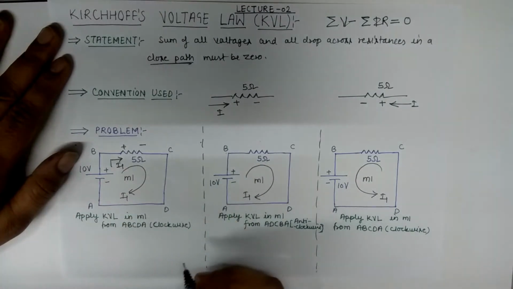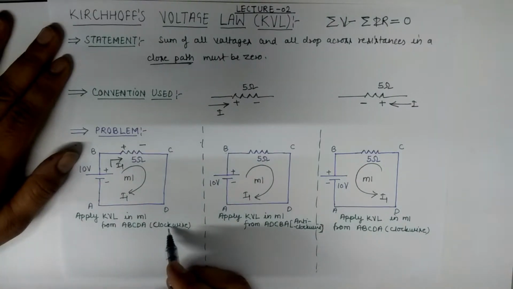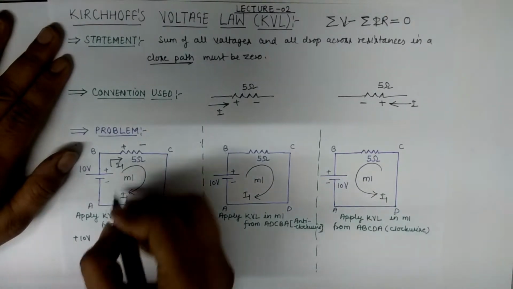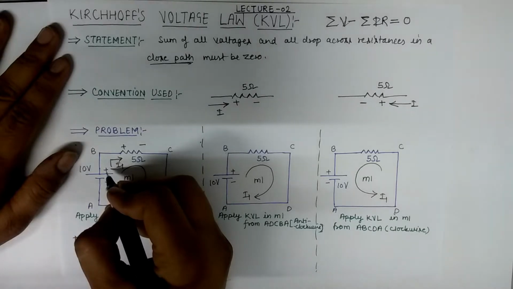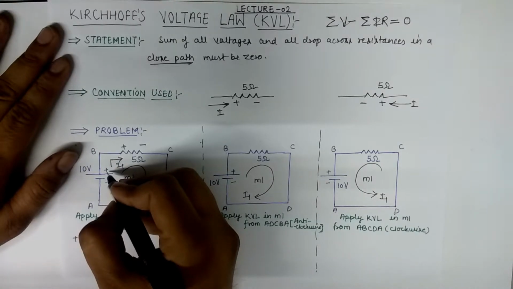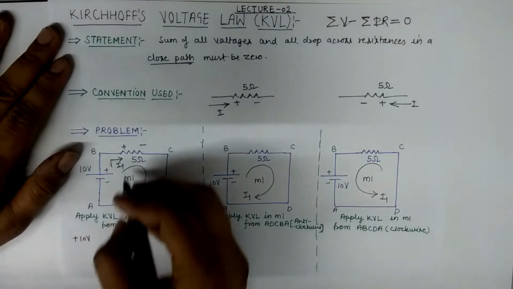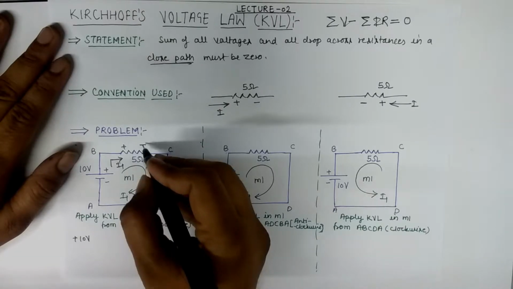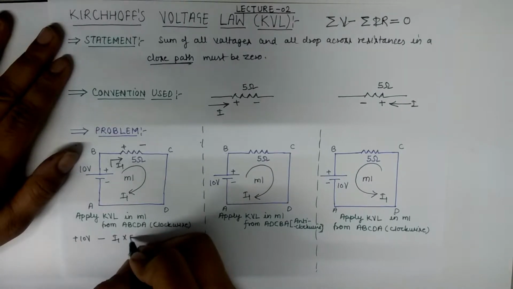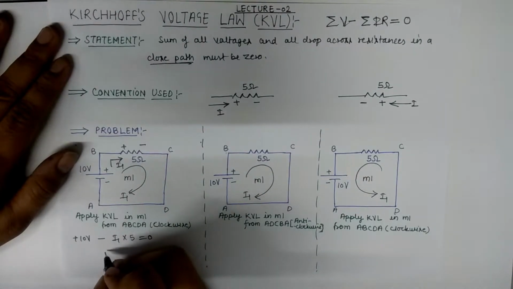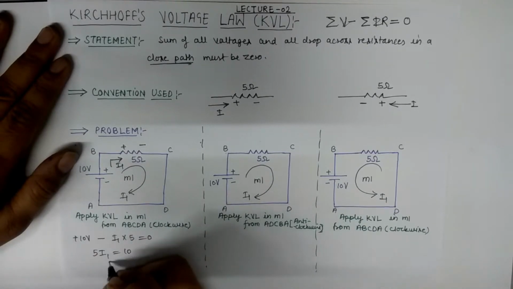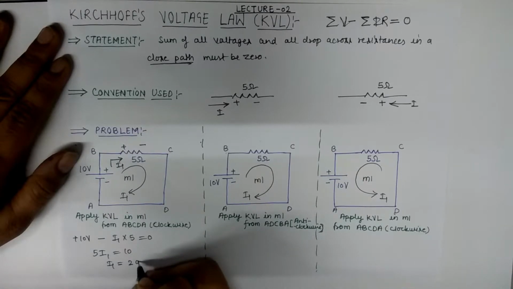So we apply KVL in M1 from A, B, C, D, A clockwise. Start from A, plus of 10 volt, last polarity. Pick always the last polarity of each element. We start from A to B. This is the last polarity of the element of 10 volt. After that, in this resistance, last polarity is minus. Minus of I into R, I1 into 5, is equal to 0. So 5 I1 is equal to 10 and I1 is equal to 2 ampere.